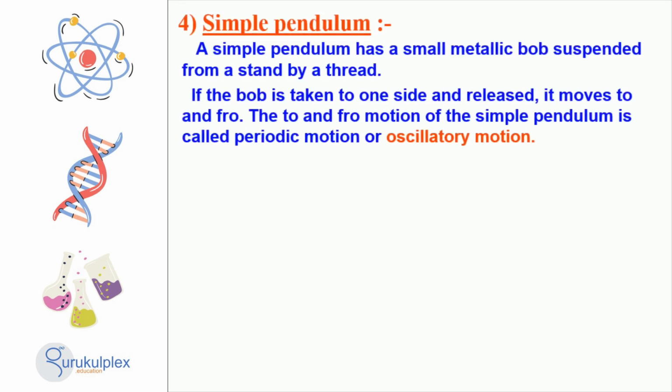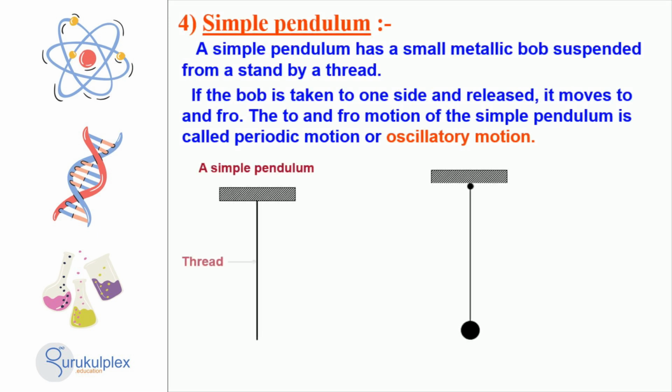The motion of a simple pendulum is characterized by a small bob suspended from a stand by a thread. When the bob is taken to one side and released, it will move to and fro in a periodic or oscillatory motion. A regular back and forth motion. The length of the thread determines the speed at which the pendulum will move, an important concept to remember.